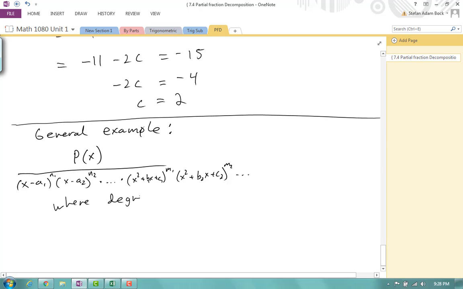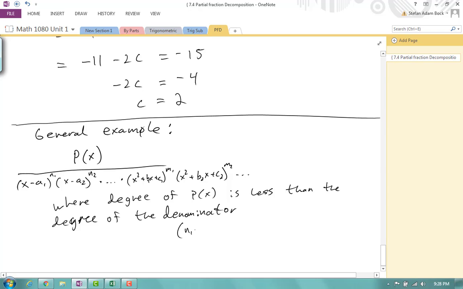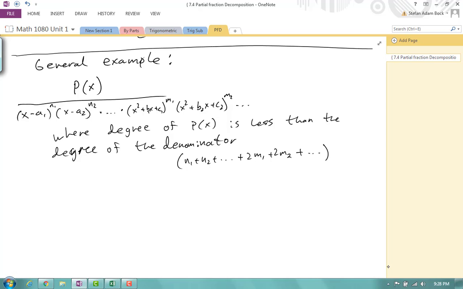where the degree of p of x is less than the degree of the denominator, specifically that is n1 plus n2 plus all those linear factors plus 2m1 plus 2m2 plus 2 times all those quadratic, irreducible quadratic factors. Then there's the decomposition.